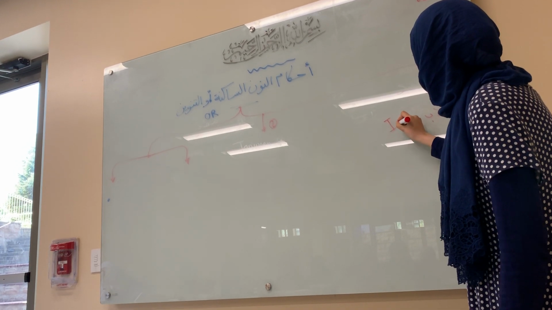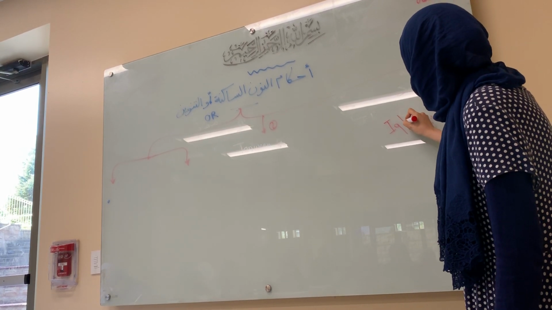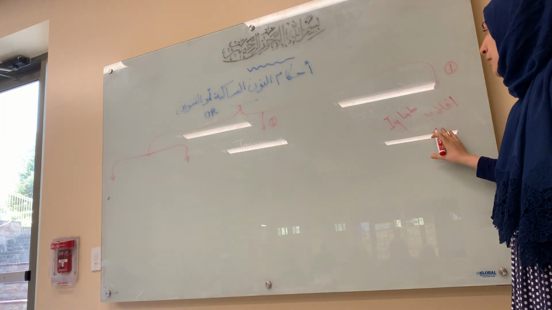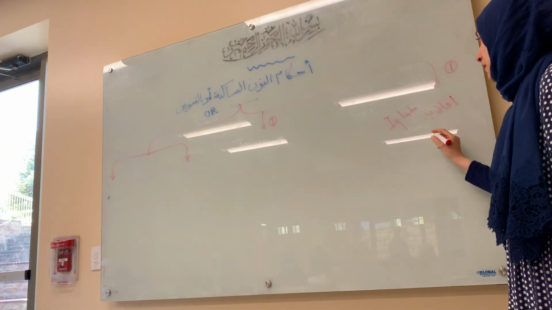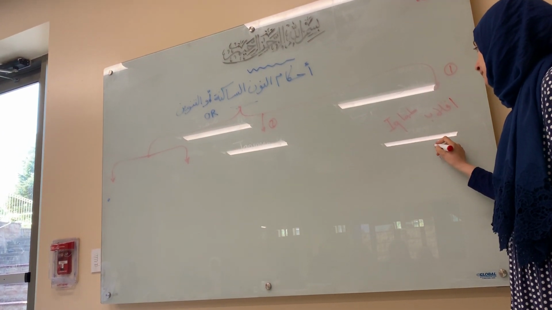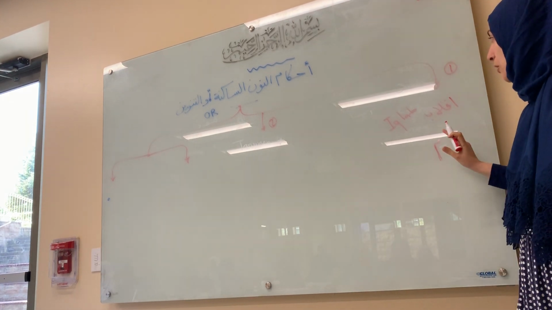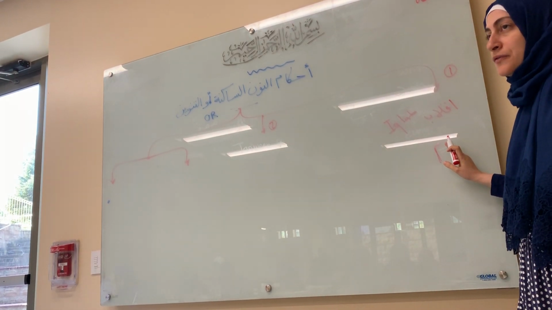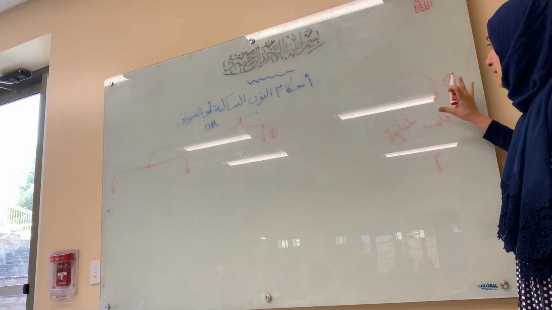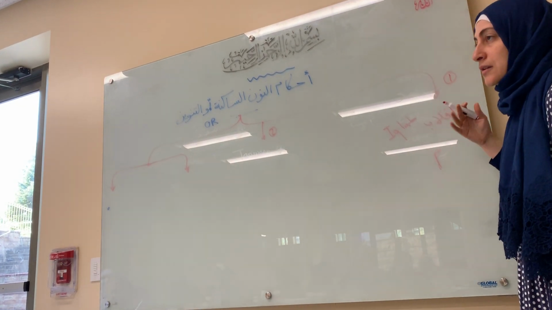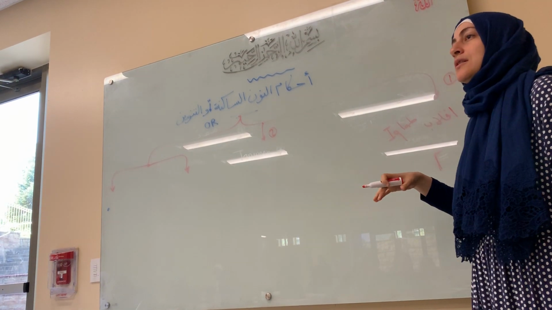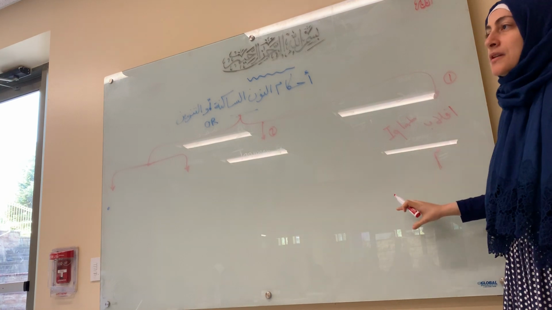This is how you say it. Iqlab. Okay? How do you recognize the iqlab? Whenever you see the tall meme. This tall meme, you see it in the mushaf, you know the name of the rule is iqlab. What does iqlab mean in Arabic? Iqlab means when you turn something into something else.